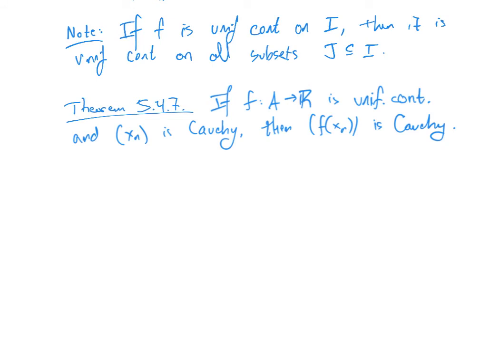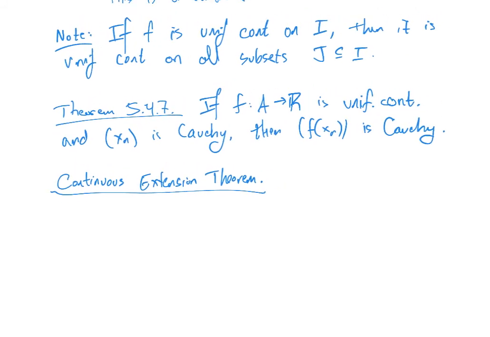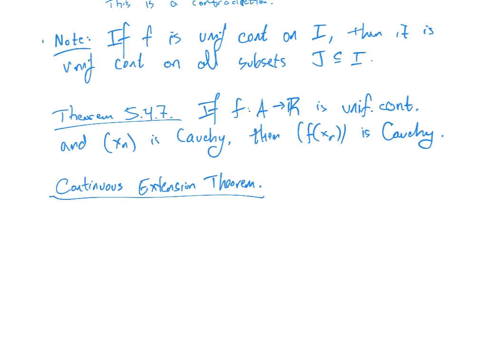Now, using this theorem, you get a theorem called the continuous extension theorem. And this is where I'm going to stop. I'm just going to state this theorem. And this is, in some sense, the converse to that note I made just above. If f is uniformly continuous on a bounded open interval, so a bounded open interval is just the open interval from a to b.